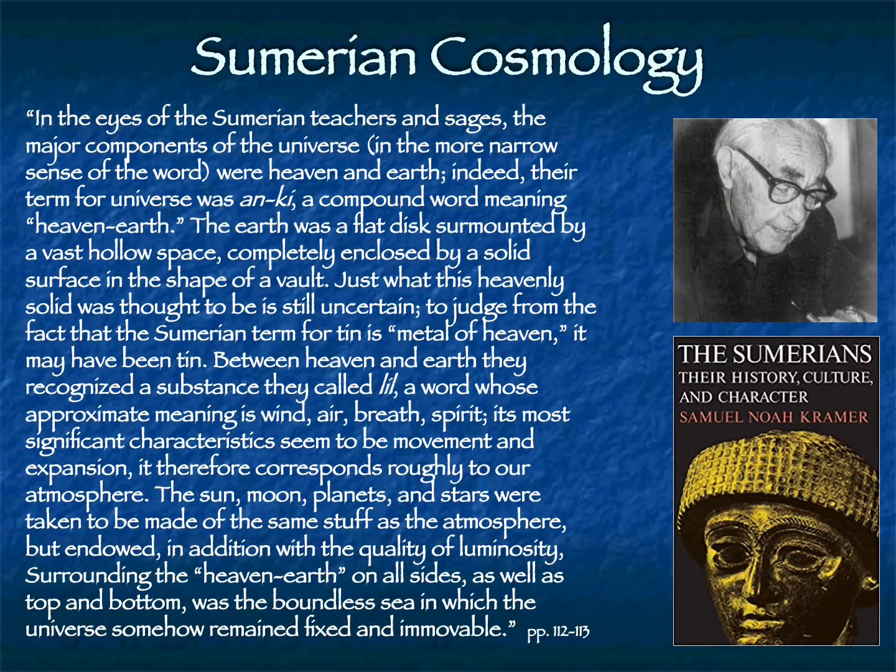Okay, so we'll look lastly at this Sumerian cosmology. In the eyes of the Sumerian teachers and sages, the major components of the universe, in the more narrow sense of the word, were heaven and earth. Indeed, their term for universe was Anki, a compound word meaning heaven-earth. I mean, that's just like in the beginning, God created the heavens and the earth. The apple doesn't fall too far from the tree here. Okay, so all these cosmologies are related.